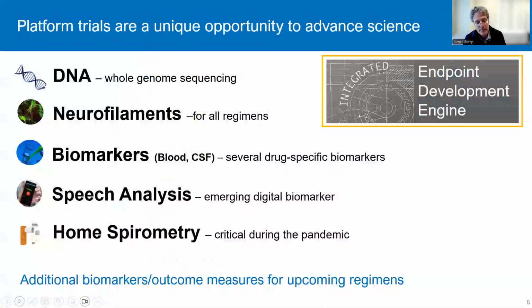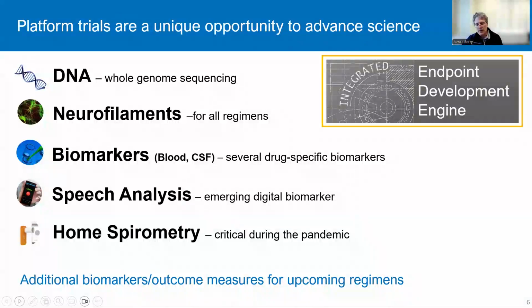While we're doing our job of testing these drugs and finding out which ones ought to go on for more testing and looking for effective treatments for ALS, at the same time we can learn about ALS and we can learn about how to make our trials better in the future. We can learn about the disease itself, and one of the ways we do that is by having what we call the integrated endpoint development engine, which is really putting in novel endpoints, novel biomarkers, testing those, and then feeding that back into the platform trial and also other trials that are going on.